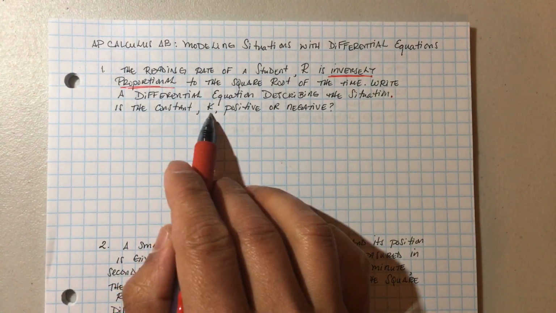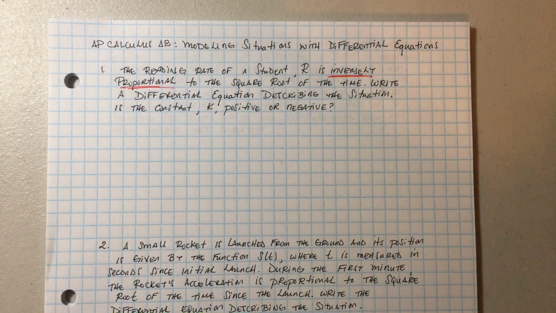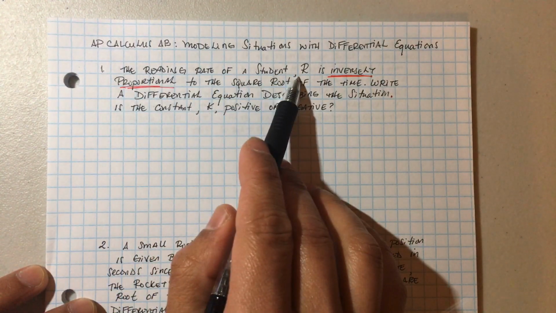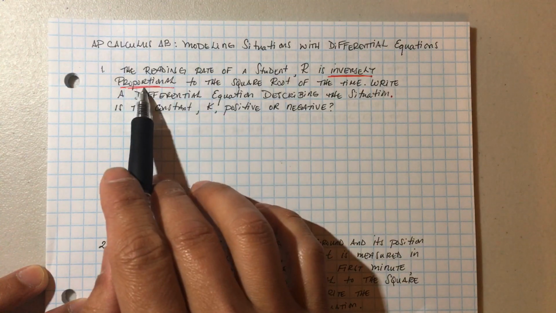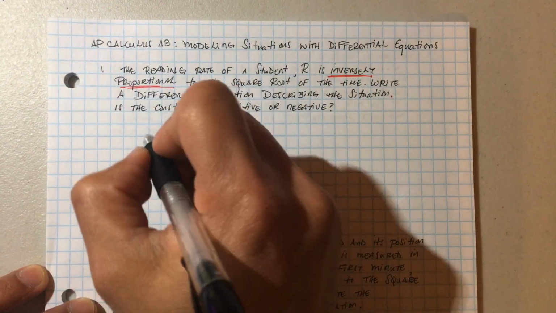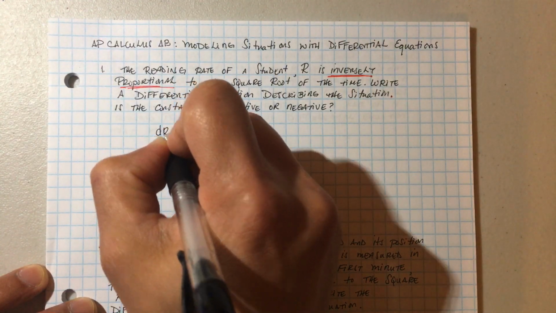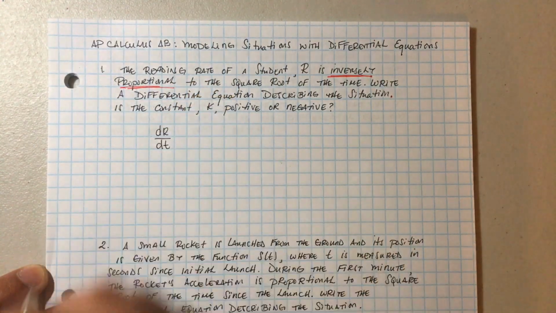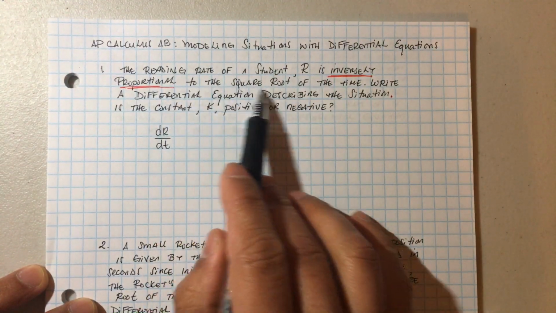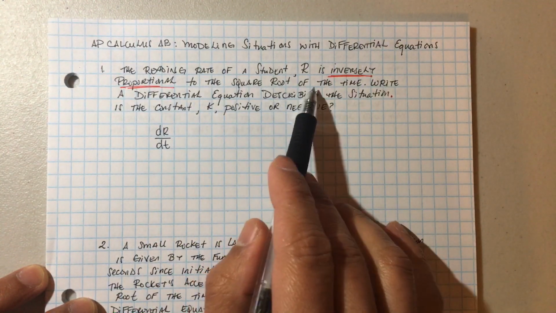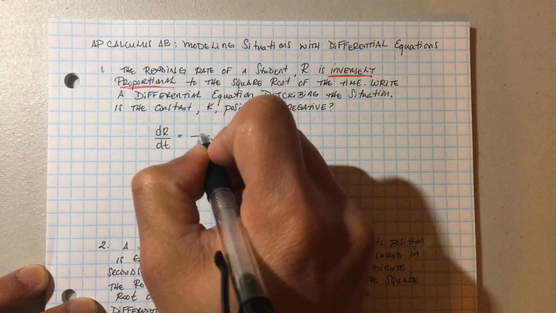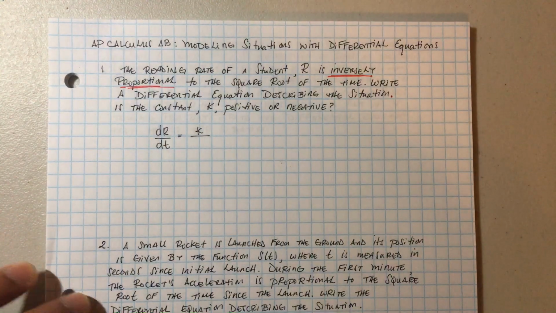Is the constant k positive or negative? So this is a telltale sign. It says the reading rate of a student R is inversely proportional. So right away, reading rate of a student R tells me dR/dt, because it says reading rate is inversely proportional to the square root of the time. Whenever you're talking about proportion, remember there's always a k, a constant of proportionality.